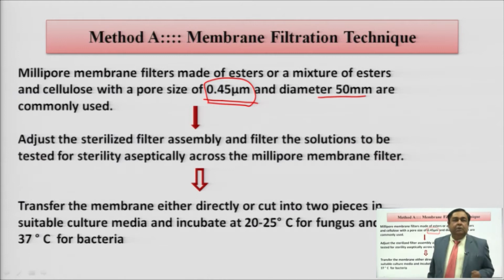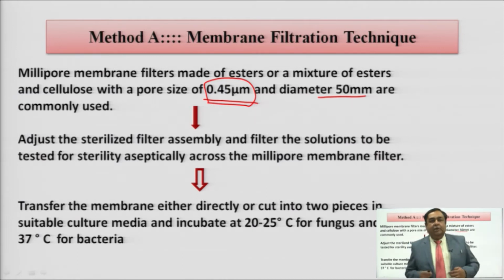The purpose why we are restricting the pore size to 0.45 micrometer is, if the pore size is more, the bacteria will pass through. That is the reason why we have to restrict the pore size to a maximum of 0.45 or below, so that if there is a presence of microorganisms, they will be retained on the surface of the filter paper, or the surface of the millipore membrane filter paper, to be more specific.